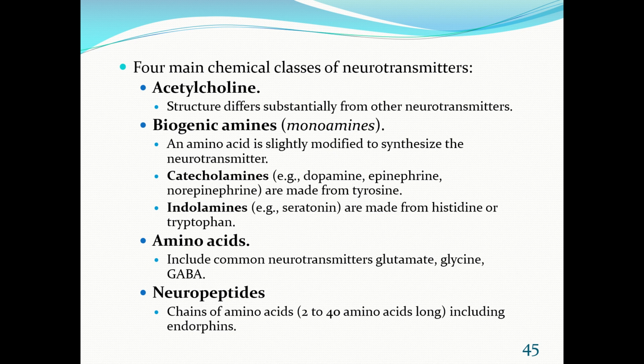There are 4 main chemical classes of neurotransmitters. We've got acetylcholine, biogenic amines, amino acids, and neuropeptides. Acetylcholine has a structure that differs substantially from other neurotransmitters, and it will include the acetyl group and the choline group.